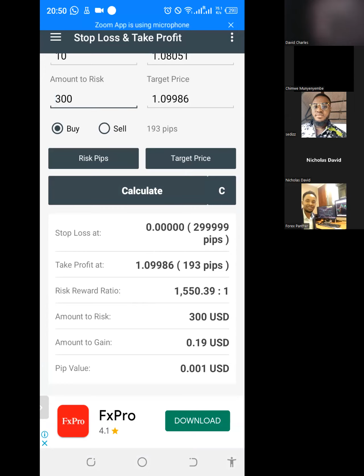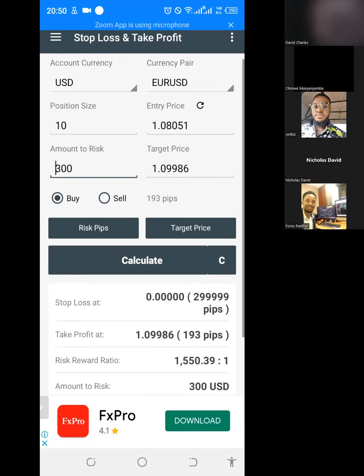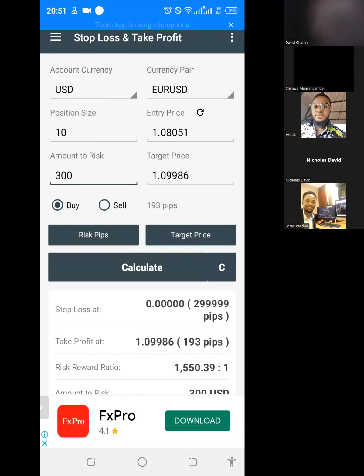You can see that is 0.19 USD pip per value. That is 0.001 USD. So this is how you run your calculations, and from here you are able to know what it is that I need. You calculate from whatever you want. It depends with you, and whatever gain that it gives you, that's what you multiply. It's just as simple as that.